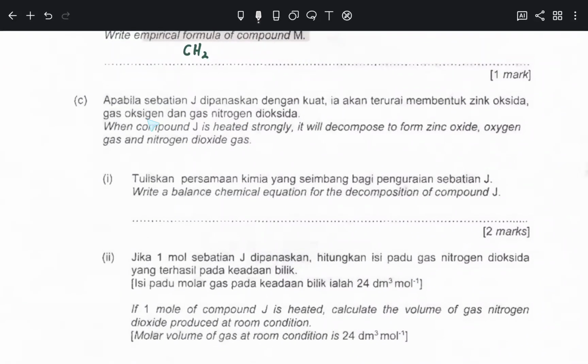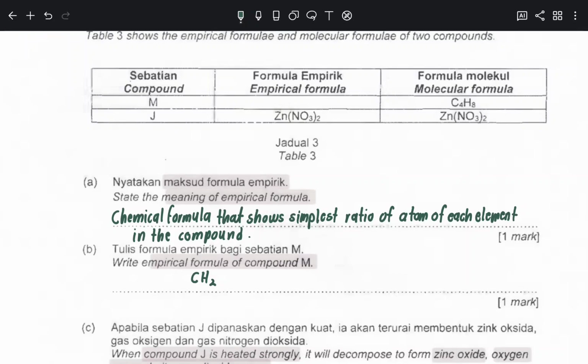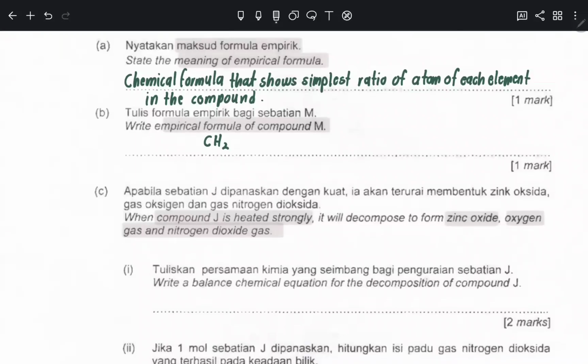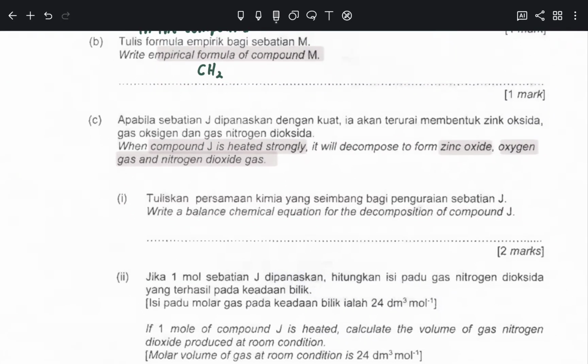When compound J is heated strongly, highlight the words heated strongly, it will decompose to form zinc oxide, oxygen gas, and also nitrogen gas. By the way, you know what compound J is, because compound J is a nitrate. It contains nitrate. Actually, compound J is a nitrate salt, because only when you heat up a nitrate salt will you get metal oxide, which is zinc oxide in this case, oxygen gas and also nitrogen dioxide gas. So write back your formula.